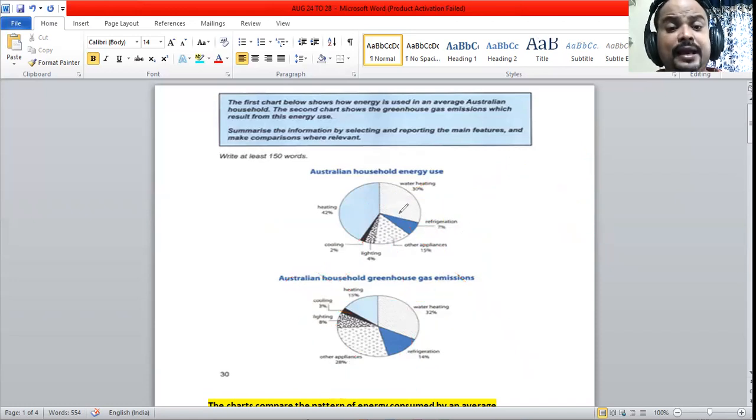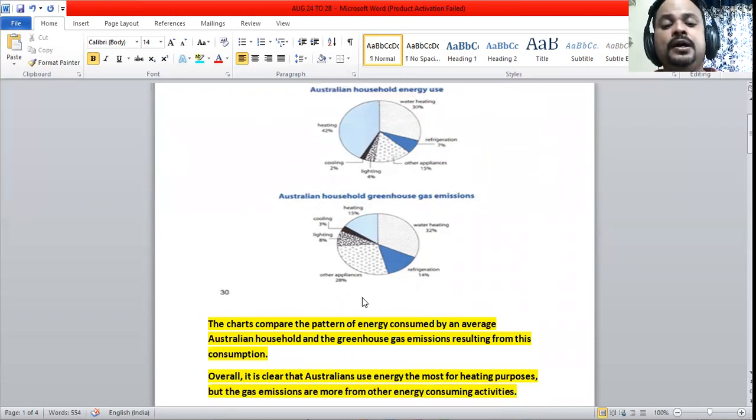Now I can write the introduction together in this particular task. The charts compare the pattern of energy consumed by an average Australian household and the greenhouse gas emissions resulting from this consumption. Resulting from this consumption, what consumption? The energy consumed by those households. How much greenhouse gas is emitted? The pattern of energy consumed by an average Australian household. That's the first thing.